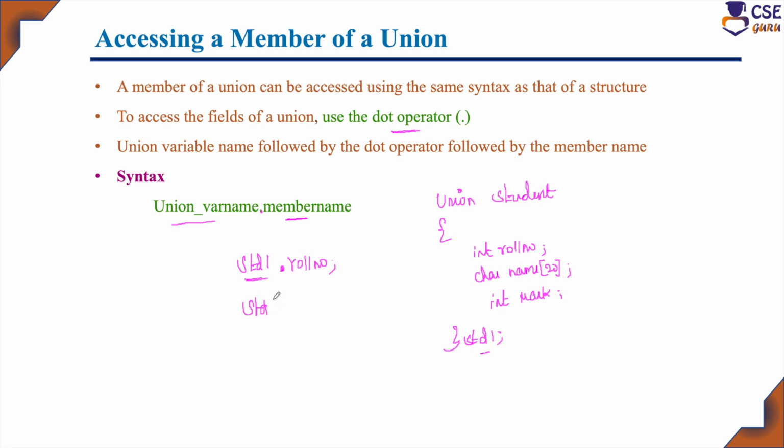Similarly, std1 dot name, you can assign a value also here. Name is equal to, within double quotes, you can give Rani. That is also possible. And std1 dot mark. Likewise, we can access the members. So, a member of a union can be accessed with the dot operator: union variable name dot member name. So, this is accessing the member.